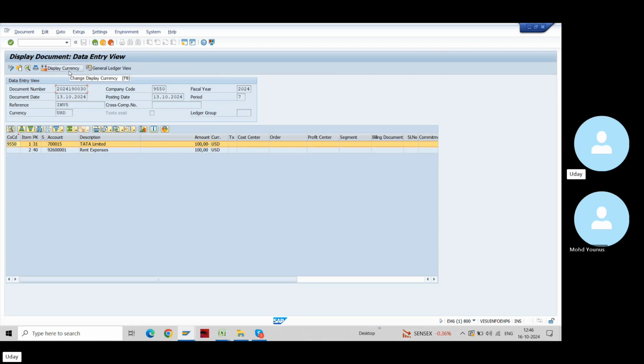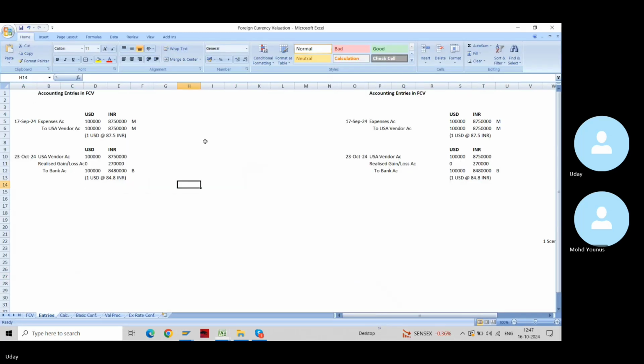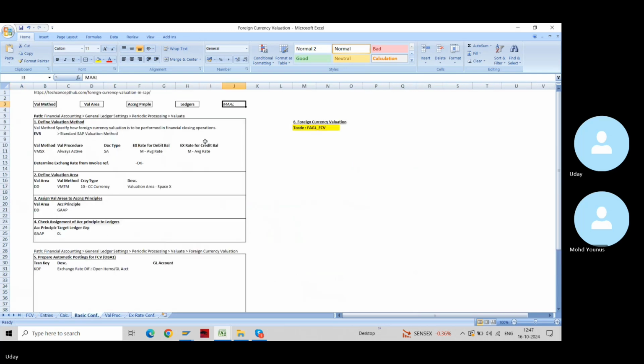Whenever I click on display currency, it changes to INR, because on 13th October my exchange rate was 84.8 to be precise. That is the reason you got 8,480 rupees. Because of the exchange rate on 13th October, you got 8,480.